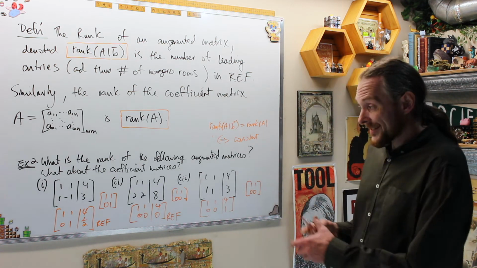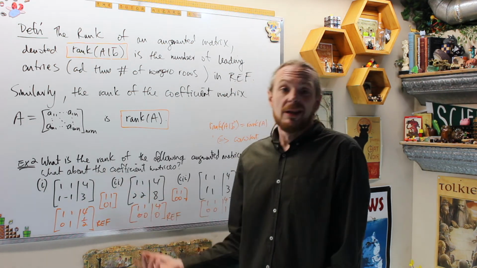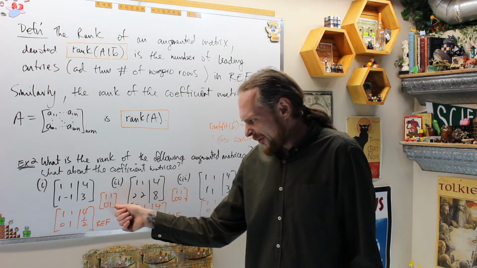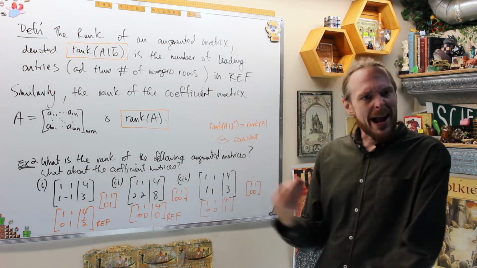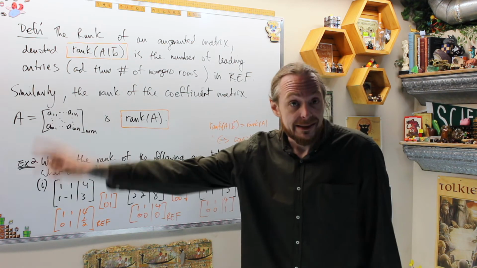So what the theorem is saying is this now. What's the rank of this one? 1, 2. And this is 1, 2. So the ranks match of the coefficient matrix and the augmented matrix. They have the same rank, number of non-zero rows. And it had a solution, so it's consistent.